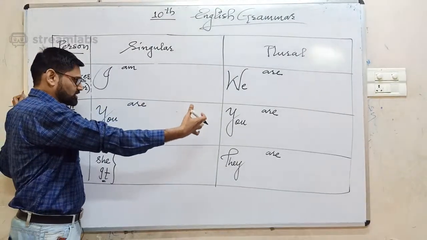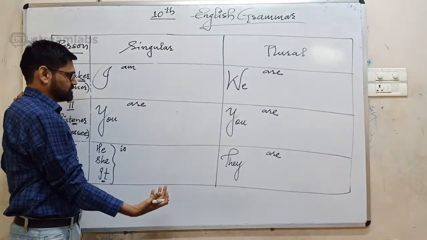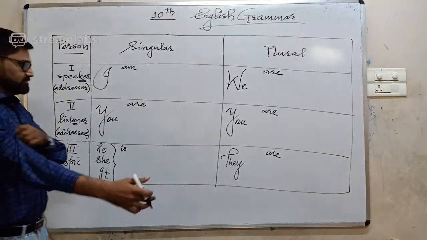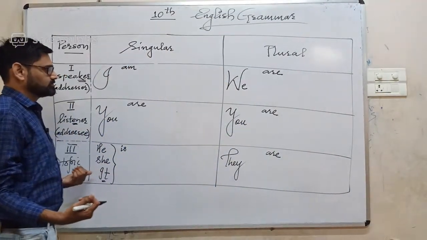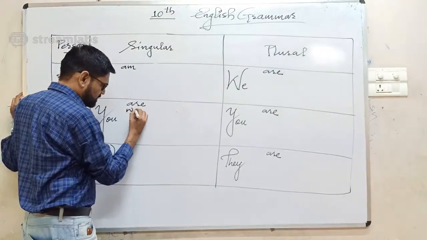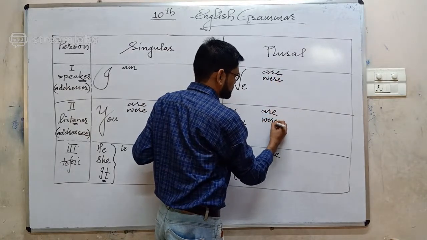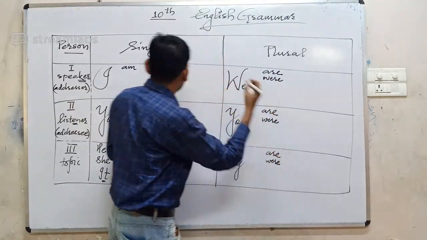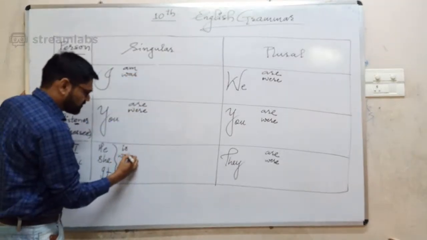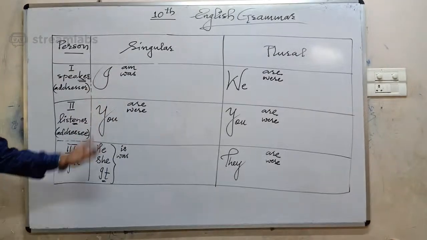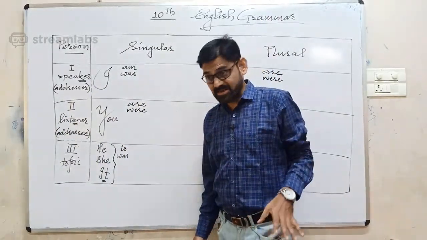I have already said this is not the part to be taught at this level, but mistakes are not with this part. Mistakes are somewhere else. Now, we come to its past: was and were. Were is the past form, and was is the past form for the singular.